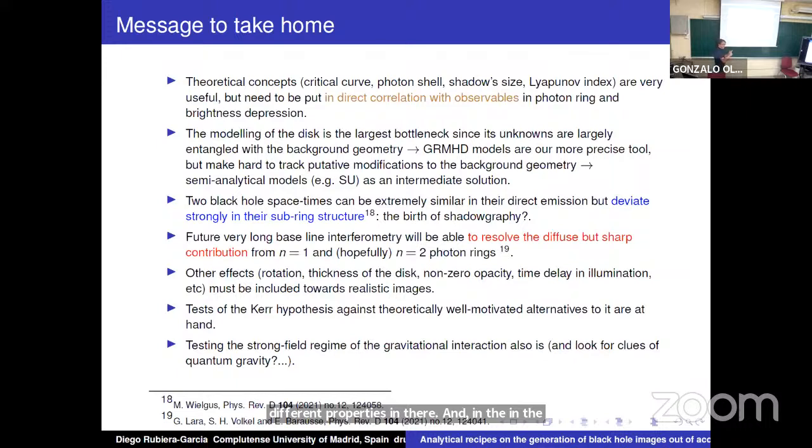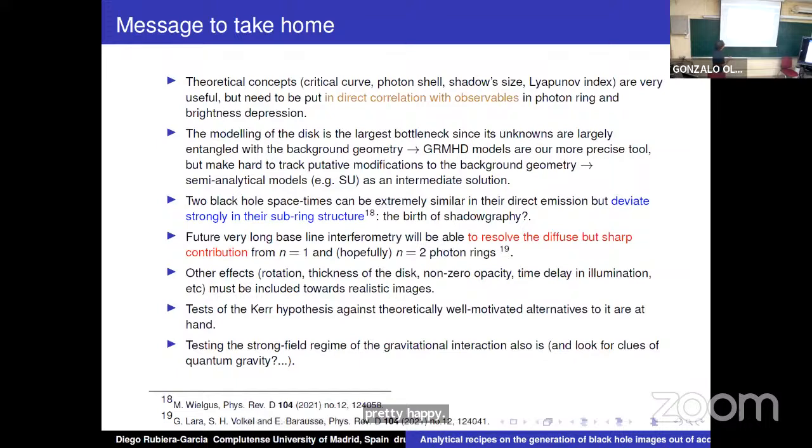Why? Because photons on the photon disk are very sensitive to the specific details of the photon sphere. So two photon spheres that are moderately different, in different black holes, will produce photon disks that are very different, but direct emissions that are very similar. That's the key. That's why it's so important to upgrade technology to separate these things. Other effects have to be included. And this is very active. People are discovering all the time new effects that are not taken into account.